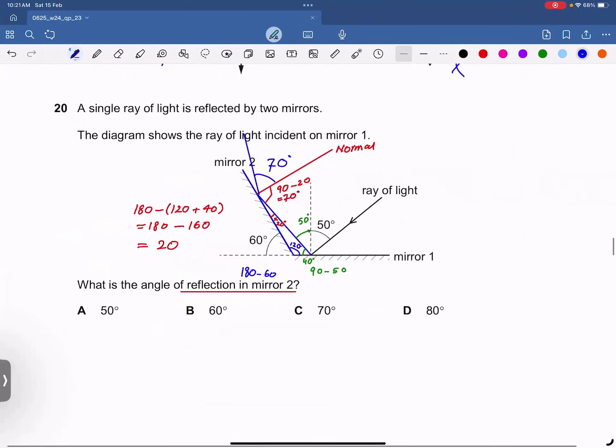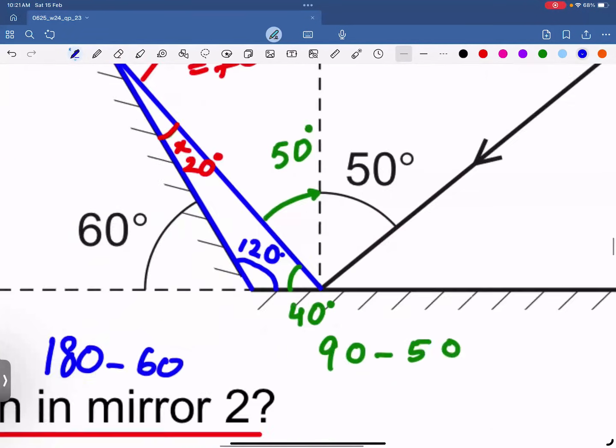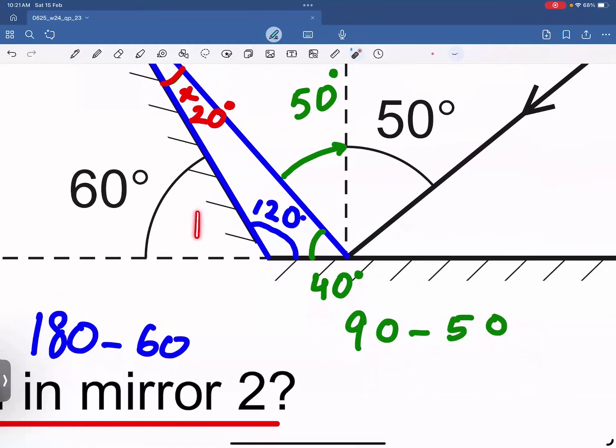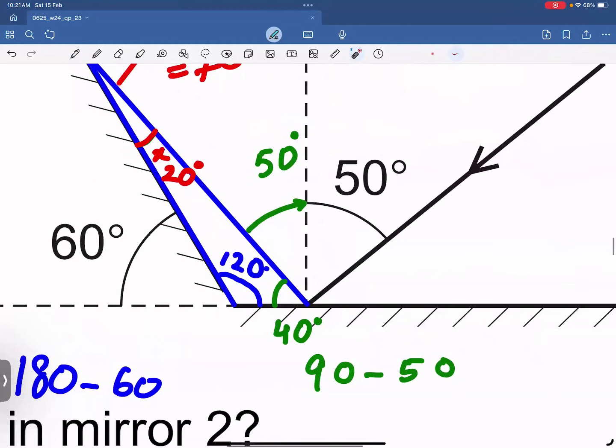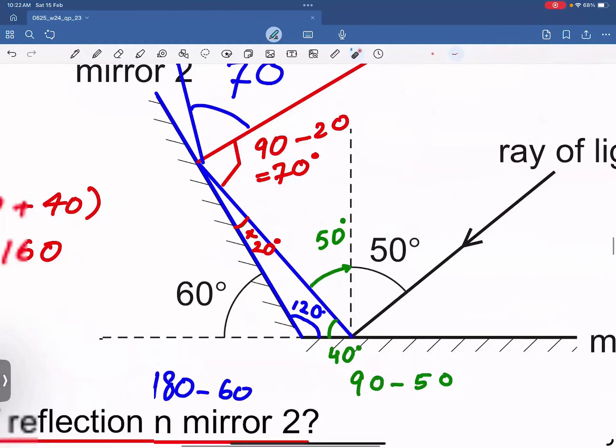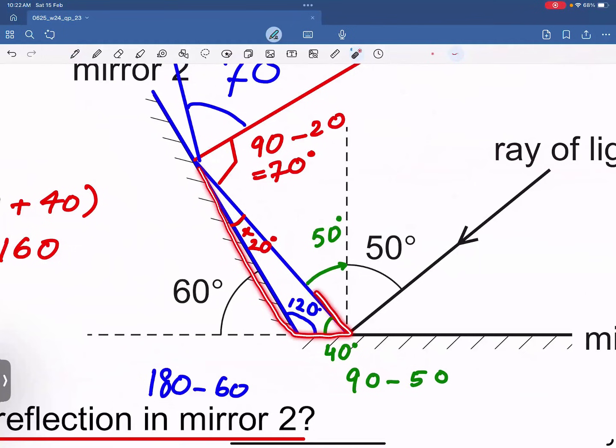So what did you do? We can again go through. It's very easy, my dear students. Step 1 was to use this angle 60 to find this angle 120. Step 2 was to use this angle 50 to find this angle 40. Step 3 was to use this triangle, using 120 and 40 to find 20.